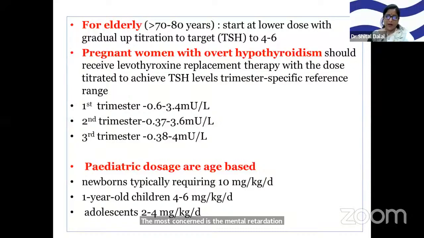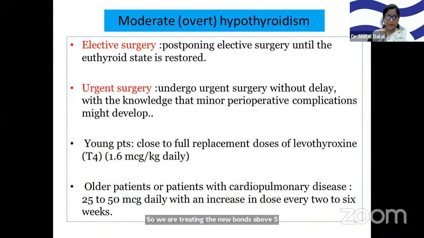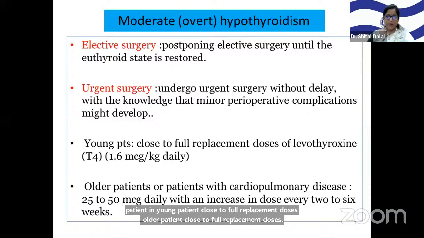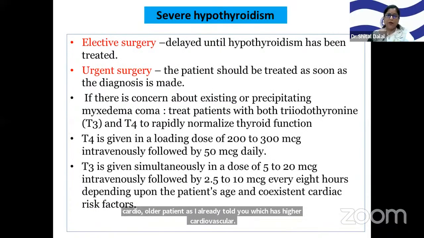Then what about pediatrics, in newborns, due to the impaired developmental milestones? So we are treating the newborns above 5.5. So in moderate overt hypothyroidism, for elective surgery, postpone the elective surgeries till the euthyroid state is reached. If the surgery is urgent, then you have to treat the patient, in a young patient with close to full replacement doses. In older patients, as I already told you, who have higher cardiopulmonary disease risk, it is 25 to 50 microgram daily.